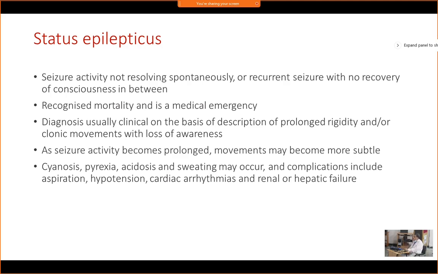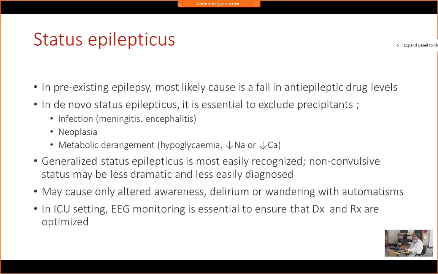How do we approach status epilepticus? If a person has pre-existing epilepsy, the most likely cause is not taking the drug or a reduction in the dose of the drug. Like a person who has gained weight as a result of aging, a 10-year-old child who is now 20 years old, but is still continuing with the same dose of the drug. That is one problem.